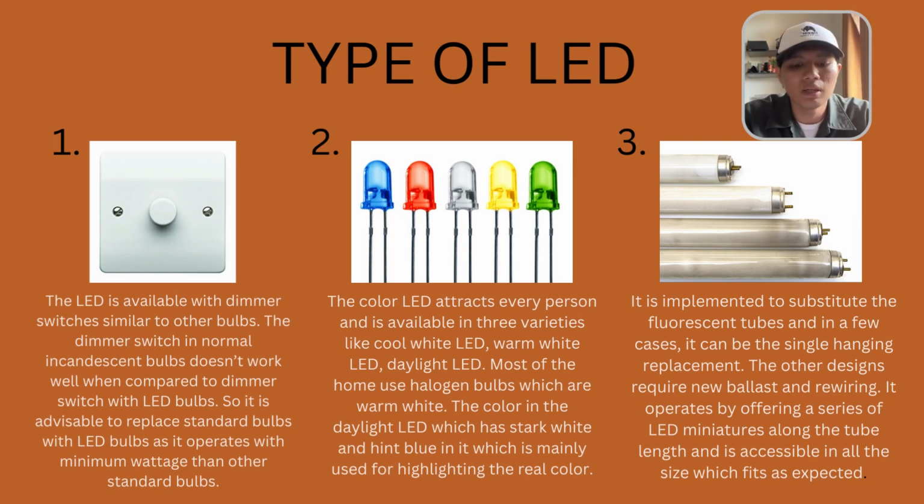Number 3 is the LED tubes for lighting. It is implemented to substitute fluorescent tubes, and in a few cases it can be a single hanging replacement. The other designs require a new ballast and rewiring. It operates by offering a series of LED miniatures along the tube length and is accessible in all sizes to fit as expected.